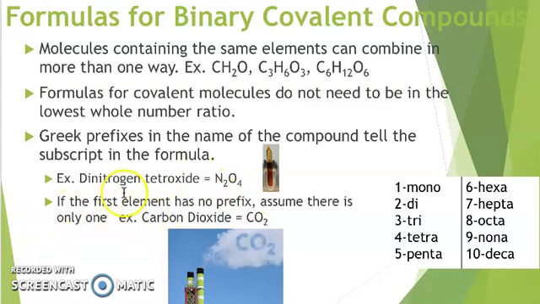If the first element doesn't have a prefix, you're going to assume there's only one. So they don't have to put monocarbon dioxide. They can just put carbon for that first element to say that there's just one carbon. So that's a clue there. But otherwise, you just look at what these prefixes mean, and that tells you exactly what your subscript will be for that element in the name. And then you put it in the same order that the element is listed in the name as well.